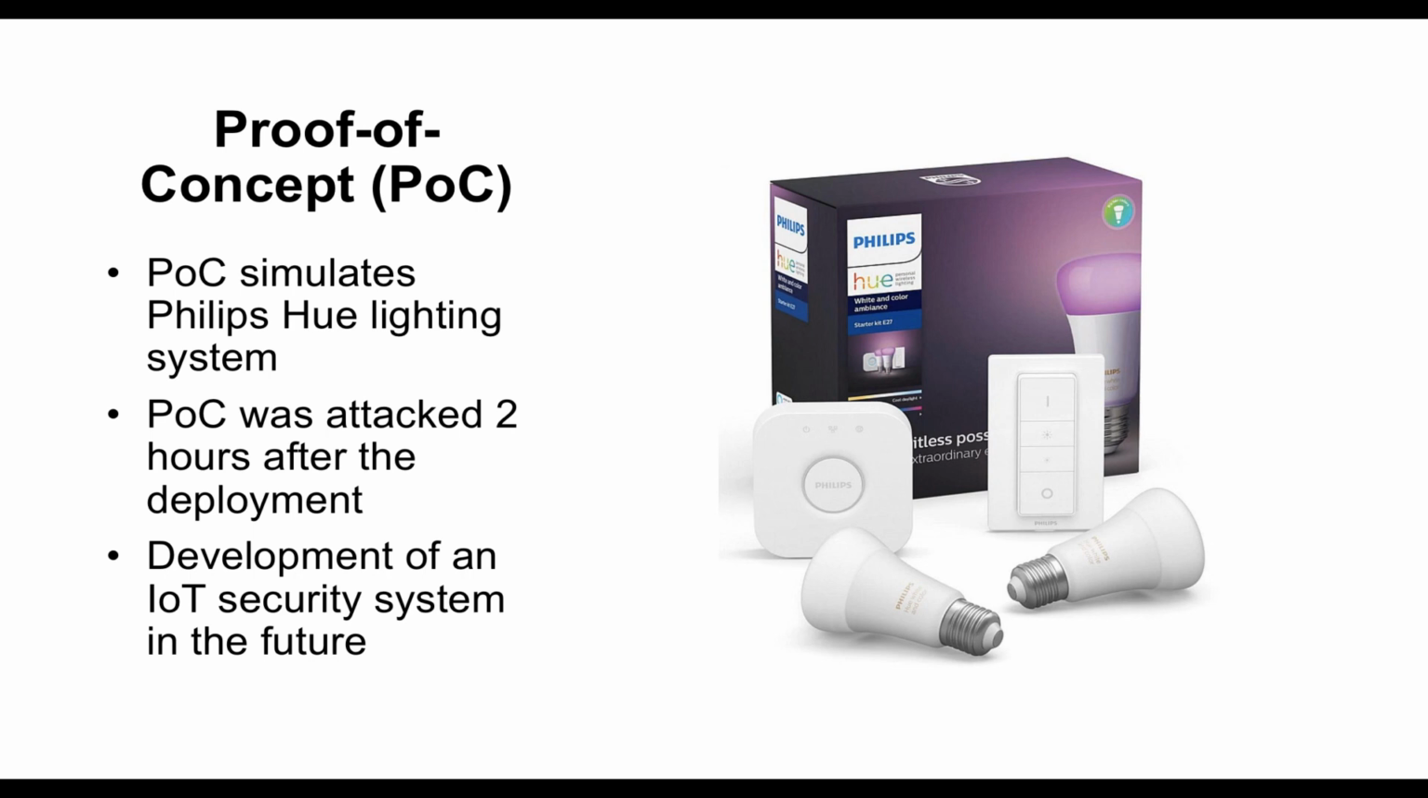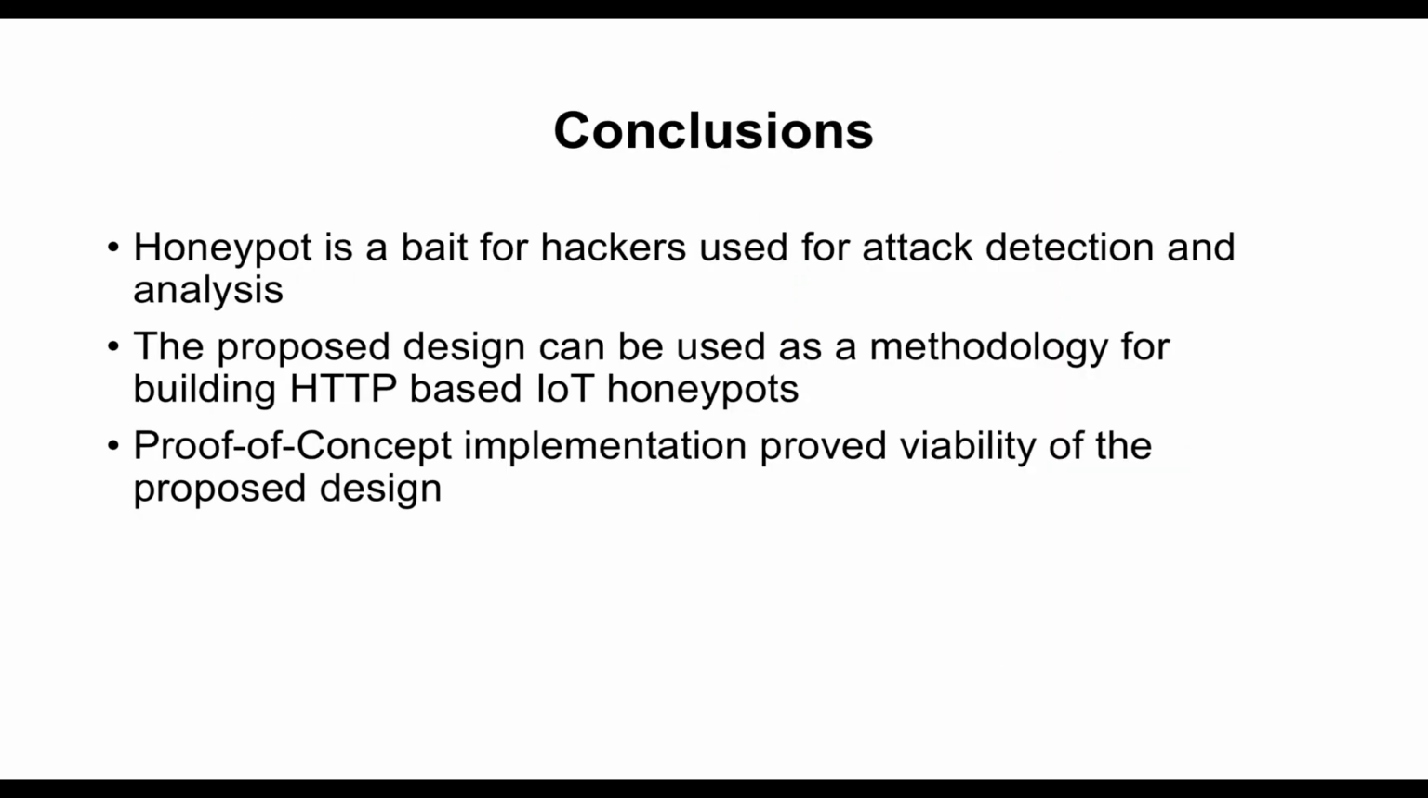That brings me to the end of my presentation. So, just to recap, let me go through my main points again. We have seen that a honeypot is a bait for hackers that can be used for attacks detection. We also saw that the proposed design can be used as a universal methodology for building HTTP-based IoT honeypots. Finally, we discussed that our proof-of-concept implementation of the honeypot proved viability of the proposed design, and we also discussed that we are planning on using data from the honeypot to build an efficient IoT security system in the future.